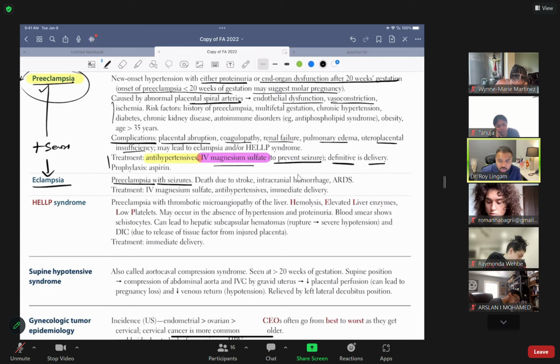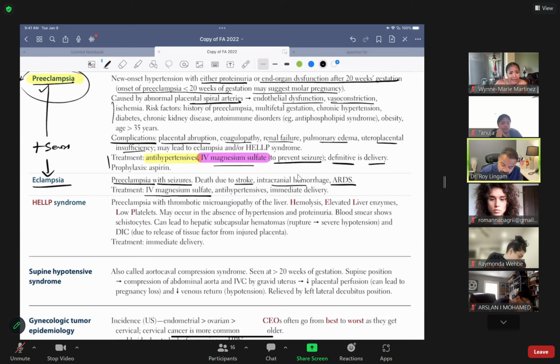Okay. If we would have given magnesium sulfate properly earlier, the patient shouldn't even be going into eclampsia. But sometimes it does happen fast. Death can happen due to stroke, intracranial hemorrhage, ARDS, and everything, folks.